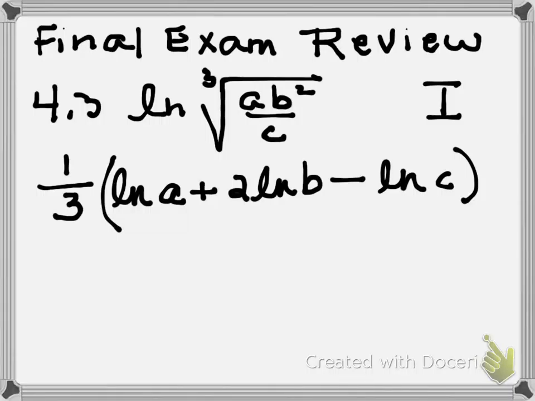Third because it's the cubed root, and then in parenthesis ln of a plus, because it's multiplication, 2 ln of b because b was taken to the second power, minus ln of c because it's division. Let's take one other one here.